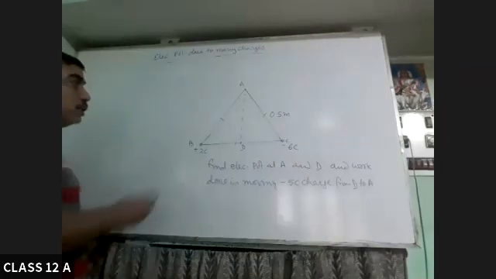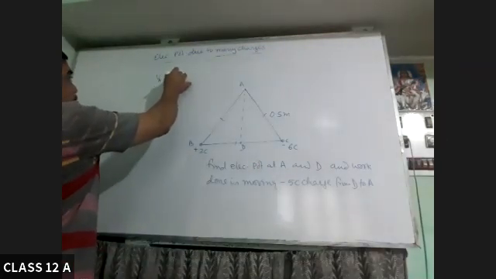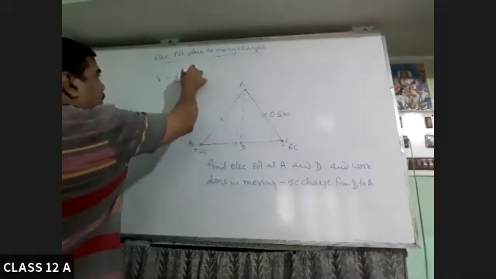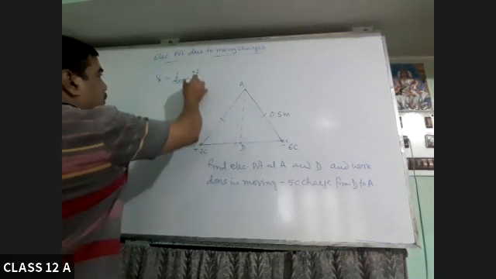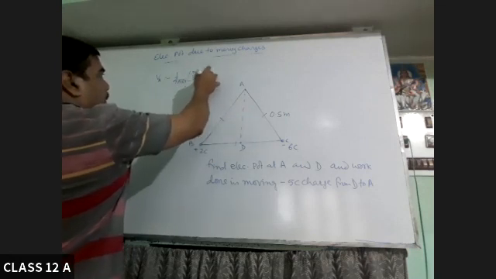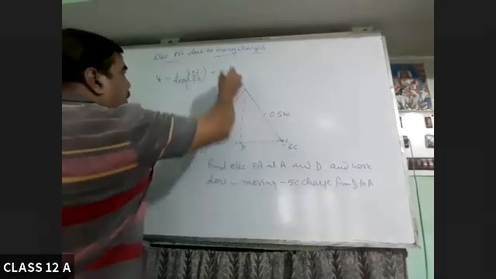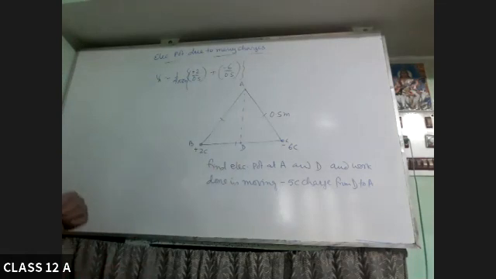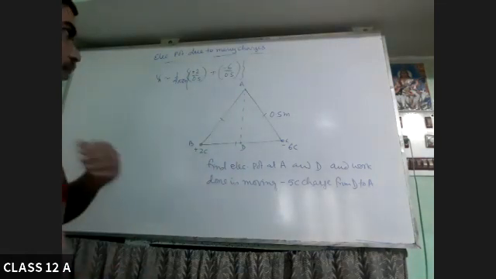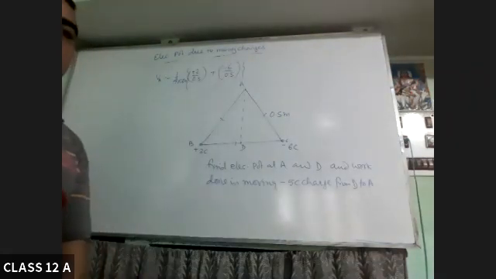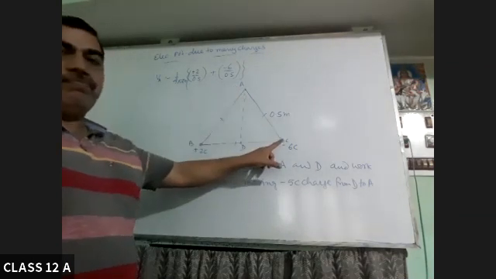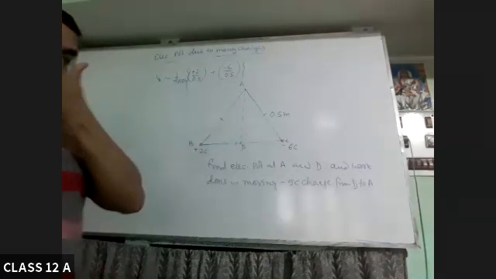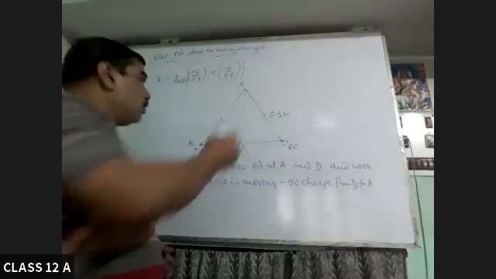So first we'll find the electric potential at A. What is electric potential at A? 1 by 4 pi epsilon naught, due to this plus 2 over distance 0.5 meter, plus minus 6 by 0.5. As it is scalar, there is no need to calculate separately. In one step you can calculate electric potential due to this plus electric potential due to this. Electric potential due to this is positive, due to this is negative. So how much will come?